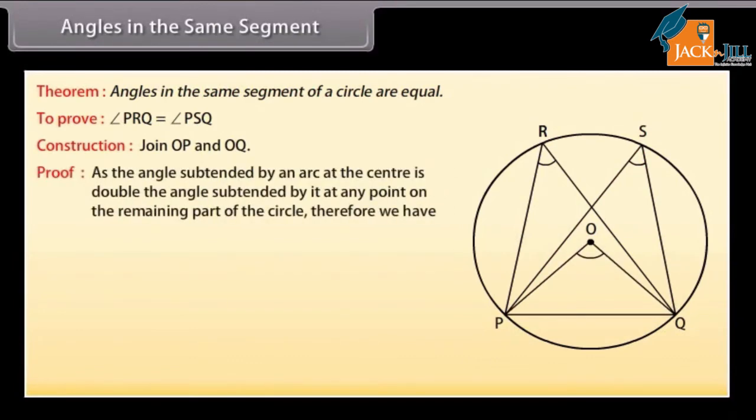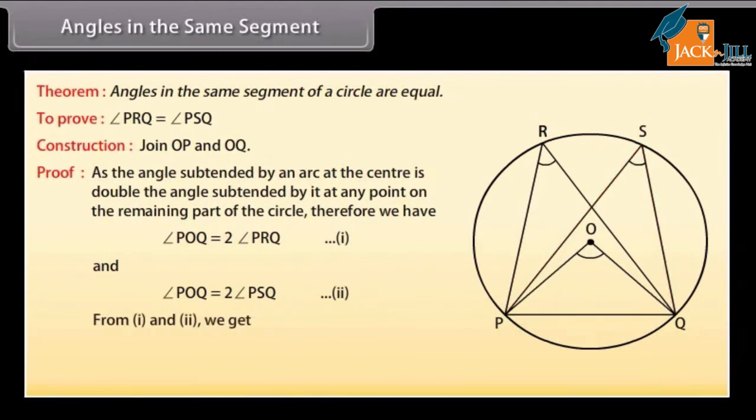Proof: as the angle subtended by an arc at the center is double the angle subtended by it at any point on the remaining part of the circle, we have angle POQ as 2 angle PRQ. Mark it as 1. And angle POQ is equal to 2 angle PSQ. Mark it as 2. From first and second we get 2 angle PRQ is equal to 2 angle PSQ. Therefore, angle PRQ is equal to angle PSQ.